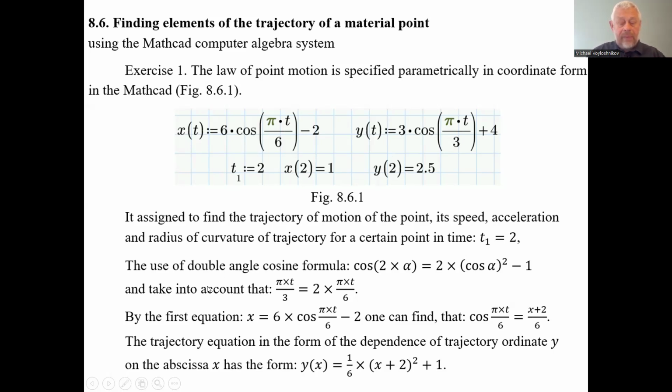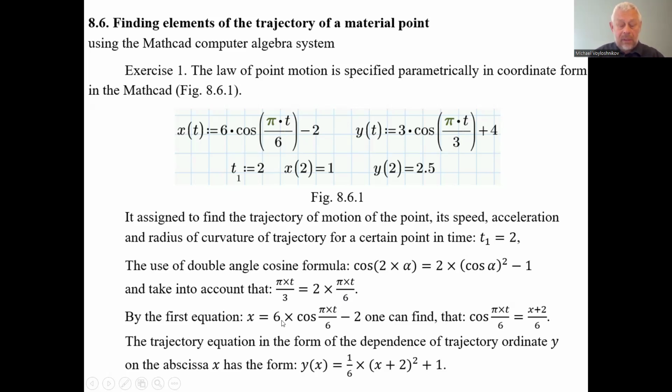Okay, we first have to find the coordinates, perhaps to find the shape of the trajectory. We have to exclude the parameter of time, then we have the trajectory. To exclude the parameter of time, we can use the known formulas from trigonometry, the cosine of 2 alpha. Here the two angles are pi by t divided by 3 and pi by t divided by 6, the arguments of the ordinate and the abscissa. This is the one formula we have to use.